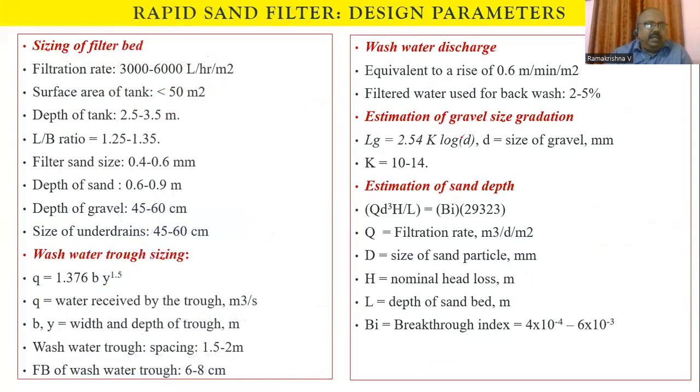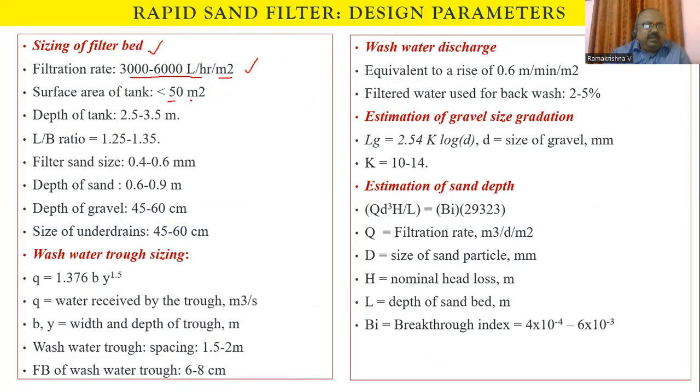So now you see design parameters. What are the design parameters we should talk about? First is sizing of the filter bed. In the sizing of the filter bed, the first one is the filtration rate. This we have seen: per unit surface area, 3000 to 6000 liters per hour of water is used.